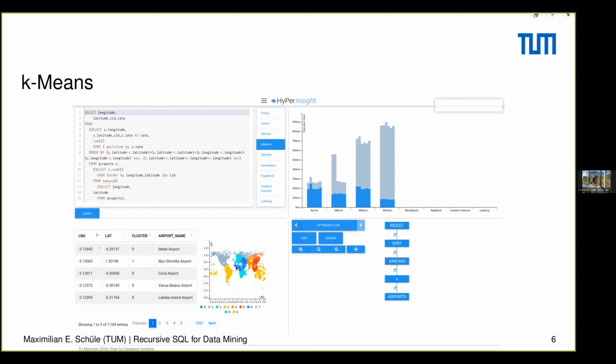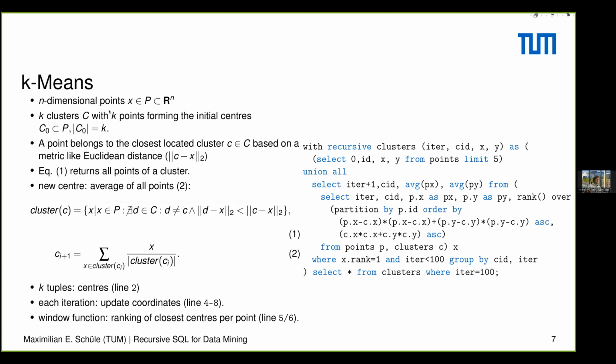So let's start with k-means, a clustering algorithm that clusters points, for example, airport data like this. We have n-dimensional points and we want to cluster them into k groups. And what do we need? We need the Euclidean distance, and then we do a ranking. So a point belongs to the closest located cluster. We have the initial case, which is just finding 5 clusters, and then we iterate until the cluster assignment doesn't change anymore.